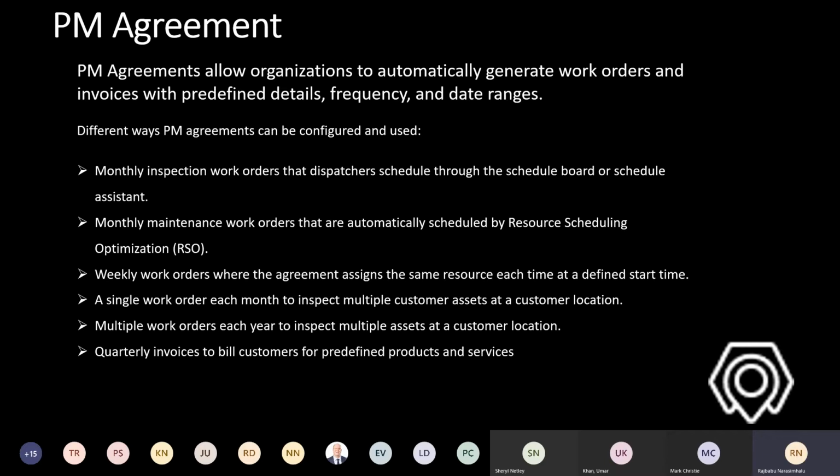So it could be a one-time invoice at the beginning of the agreement sign up, or it could be quarterly invoices, or semi-annual invoices, totally not related to the work order, or it could be at the same frequency as the work order, in which case we can generate them accordingly.